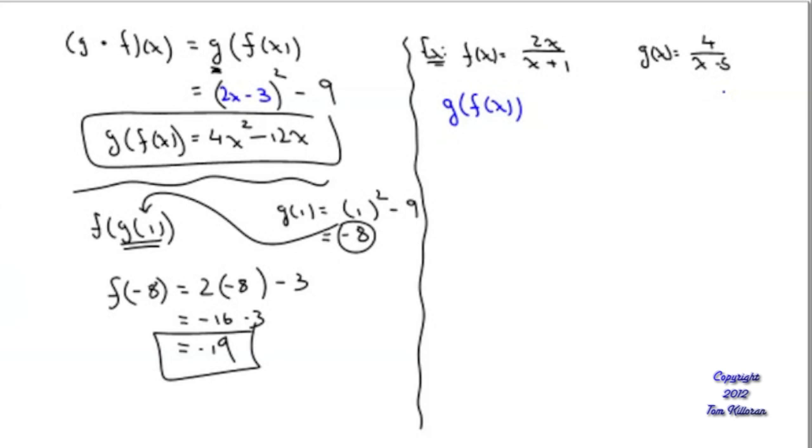So g of f of x, what function do I want to concentrate on? The g. So I'm going to write this function down, except wherever there's an x, I'm going to replace it with an empty set of parentheses. Don't worry about what it is until you go back to the problem and say, oh, it's got to be f of x. So what goes inside the parentheses? 2x over x plus 1.